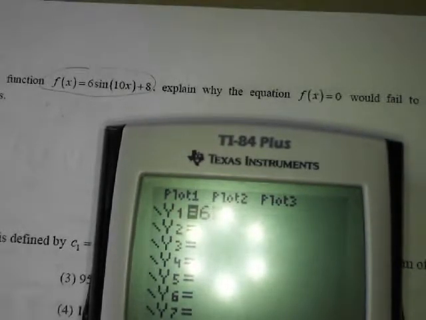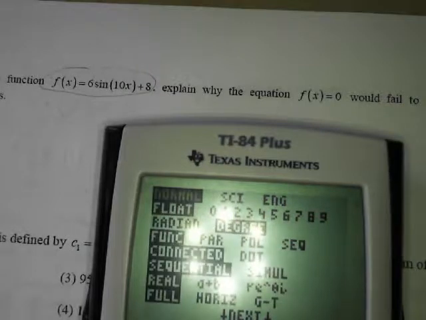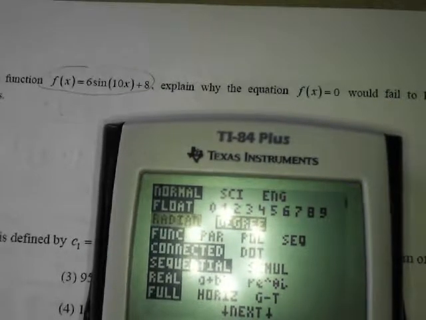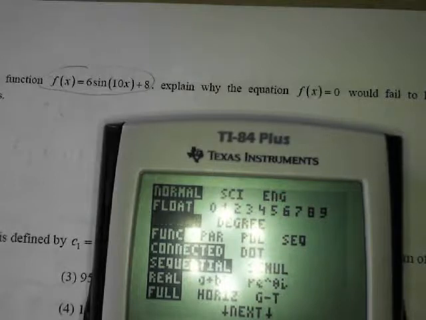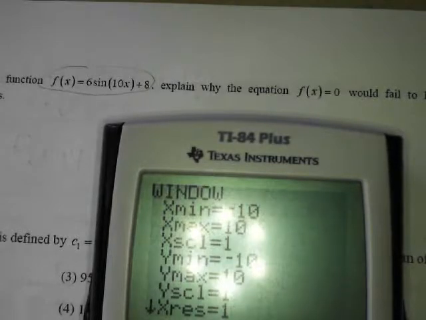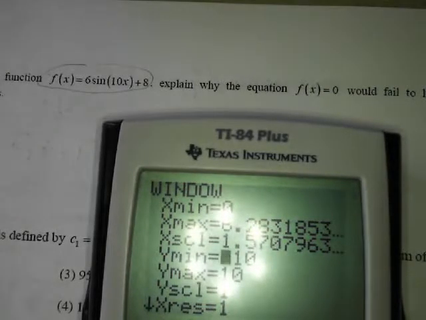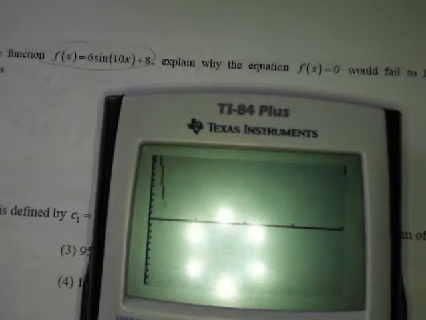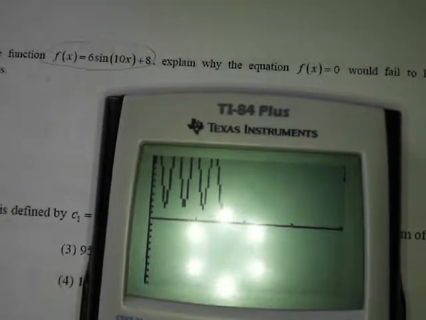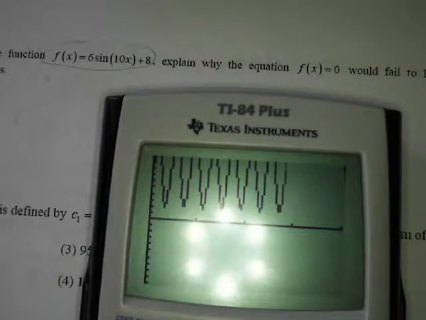So 6 times the sine of 10x plus 8. Make sure my mode is in radians. It's not, because someone used my calculator and changed it to degrees, so I go back to radians. Anytime when you're graphing trig, start with 0 to 2 pi or 0 to 4 pi, and I always count by pi over 2 unless I need to count by more. And then I'll keep it negative 10 to 10 and just kind of see what this looks like at first. And that's a lot.